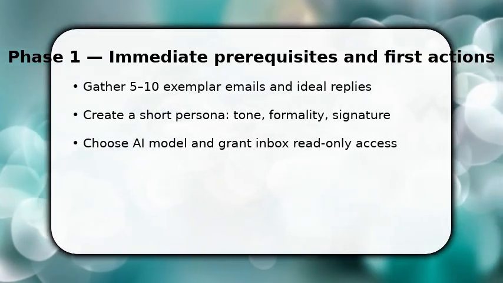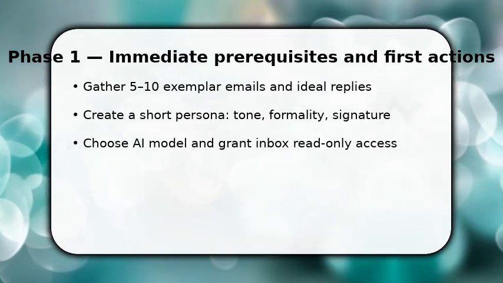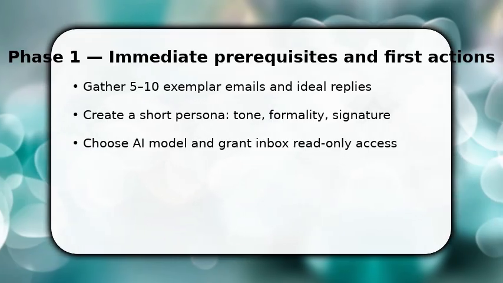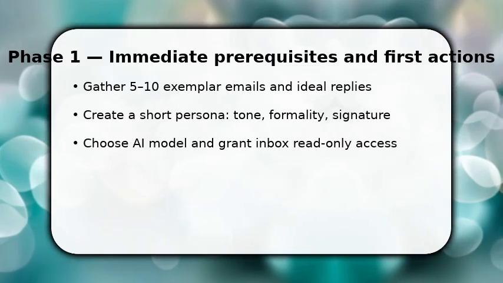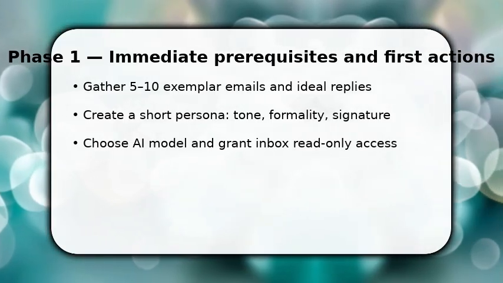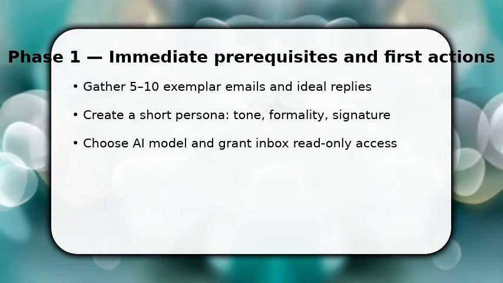Next, pick the AI model and give it safe, read-only access or paste excerpts. This prevents accidental sends. Make sure to label sensitive examples. Then, feed the examples with short annotations, why a reply worked and what to avoid. This seeds the model to behave predictably.